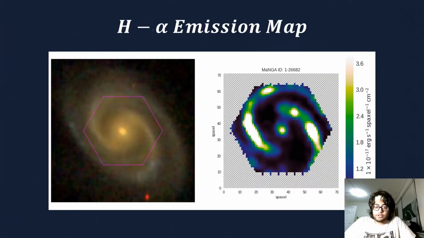For example, for our purposes, we use the H-alpha emission map, which gives us the image of the galaxy in question in the H-alpha flux of the galaxy. And as discussed previously, H-alpha tells us about the star formation inside a galaxy, and thus can be used to ascertain what star formation is happening in what spatial coordinate of the galaxy.